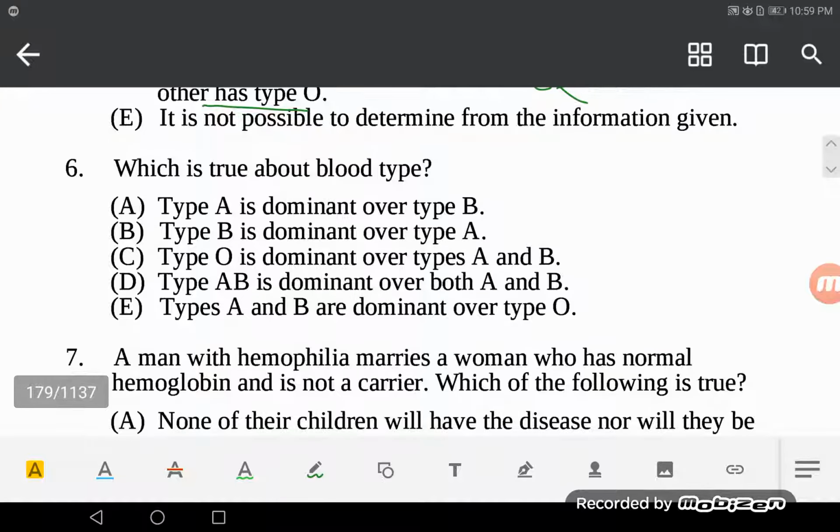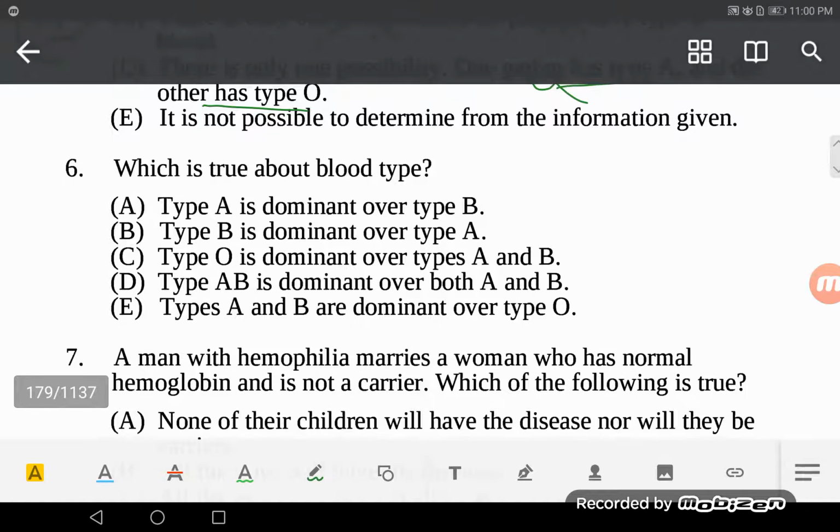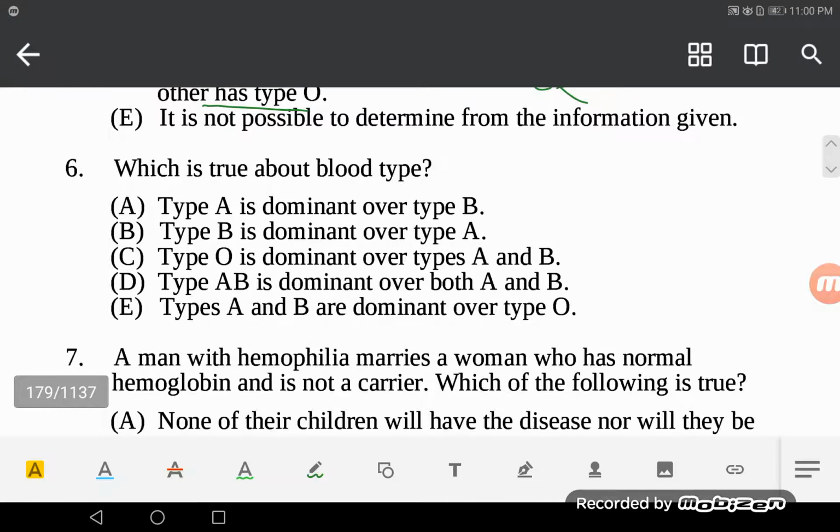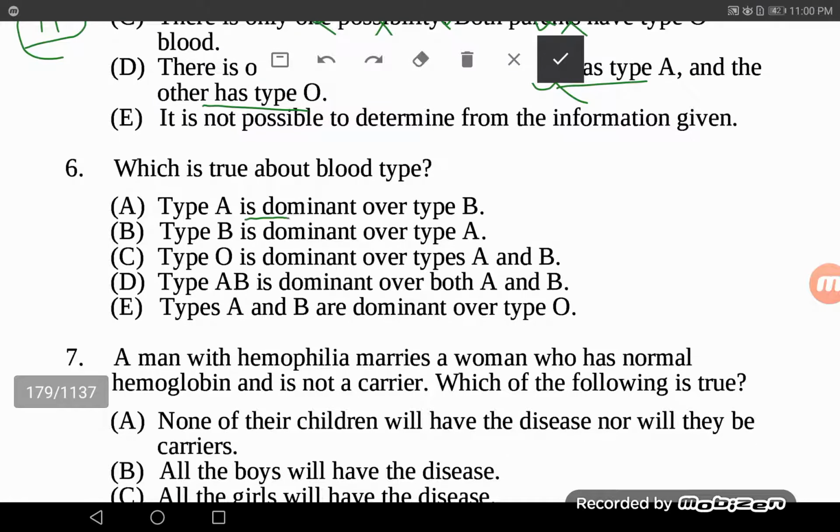Now let's start with the sixth question, which says, which is true about the blood group? Type A is dominant over type B. This is not true, both of them are dominant. We know that we have some people who are AB, where both of them are expressed in that person. So both of them are dominant.